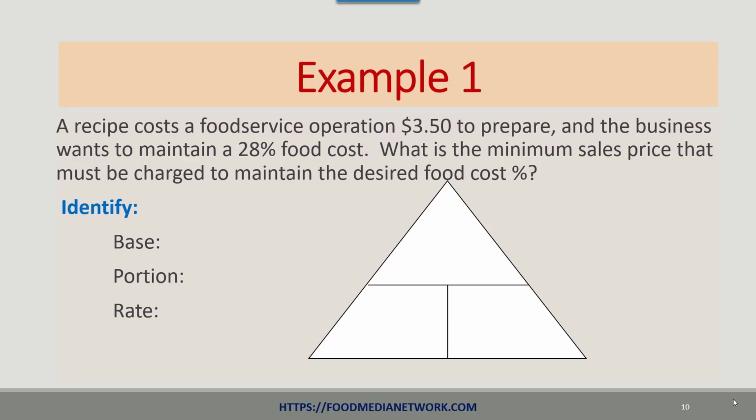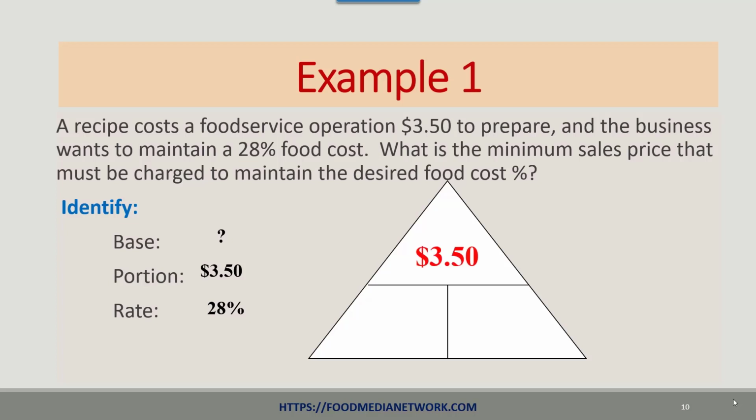A recipe costs a food service operation $3.50 to prepare, and the business wants to maintain a 28% food cost. What is the minimum sales price that must be charged to maintain the desired food cost percentage? Well, the question is, what is the sales price? And if we remember, sales is always the base, so that is what we're trying to find. This also means we must already have the other two in order to solve it. So what is the portion? $3.50. What is the rate? Well, it's telling us it wants a 28% food cost.